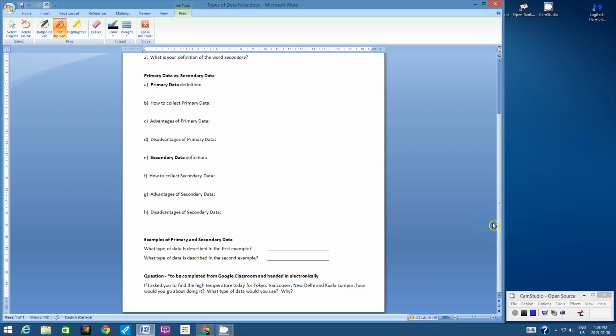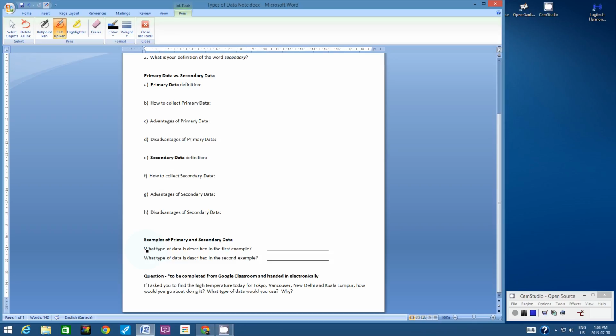So let's work towards the bottom of the page. So the next section, examples of primary and secondary data. So I'm going to read you two different examples, and then what I want you to do is determine or decide whether it is primary or secondary data. Okay? So are you ready for the first example? Now again, I'm going to read it once, and if you need me to read it again, just rewind it back a few seconds. Okay?